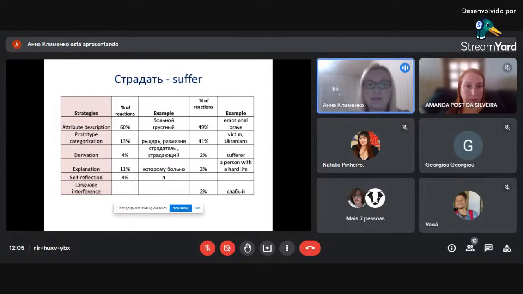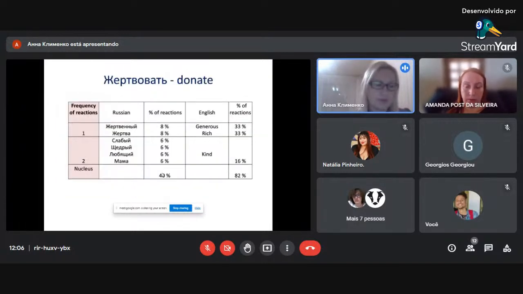Well, in terms of prototype categorization, we should say that the situation, in terms of types of reaction, is similar, but the percentage is different. In English, our respondents provided more categories, like victims or Ukrainians suffer. Well, you should understand that these reactions also are provoked by the current situation or by the experience of our respondents. And again, in Russian, we have more cases of wide explanation, more broad explanation than in English.